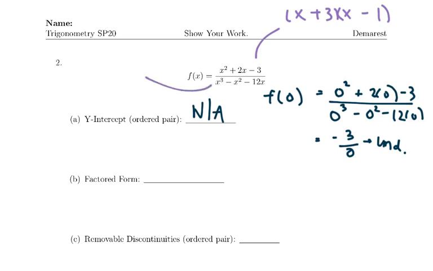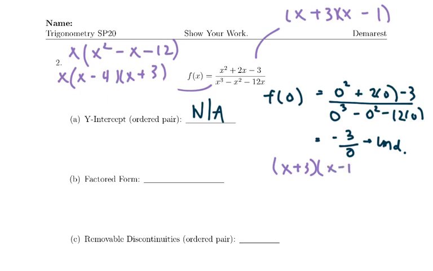And then for the denominator, the first thing I notice is they all have an x. So the first thing I'm going to do is pull out an x, which will leave me with x squared minus x minus 12. Then I can factor this quadratic. We're looking for something that multiplies to negative 12 and adds to negative 1, which is going to be negative 4 and positive 3.